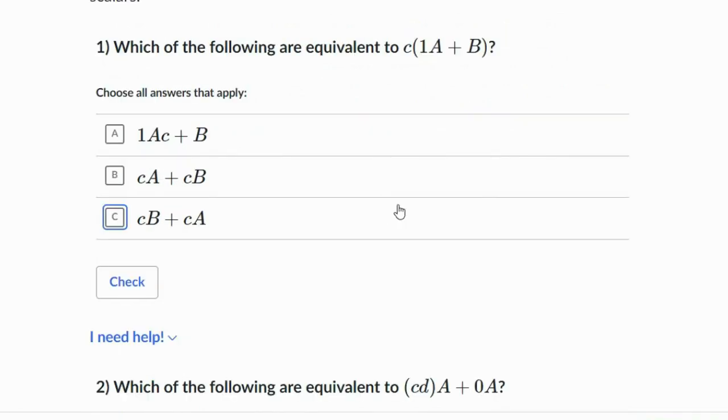All right. Which of the following, we just have 3 choices this time, are equivalent to C times 1A plus B? We got a lot going on here. We have an identity matrix, 1A. We've got A plus B, 1A plus B being added together in parentheses, and we have a C on the outside. There's a lot going on. Which of these is that equivalent to? A, B, or C? Or A, B, and C? Or A and B? Or B and C? Or A and C? You got choices. What do you think?